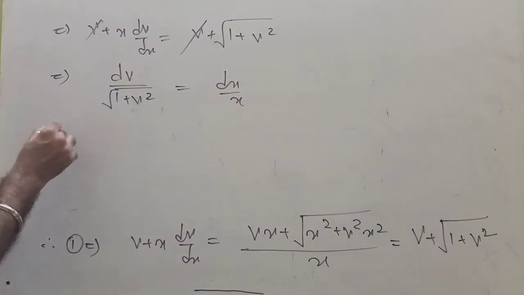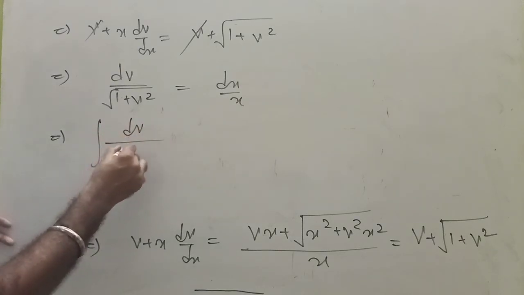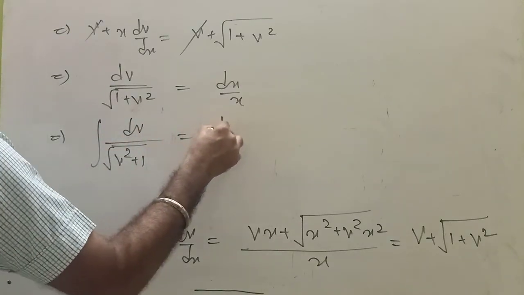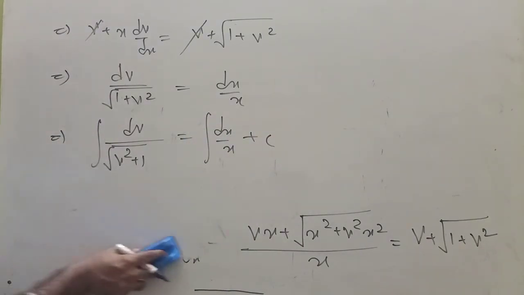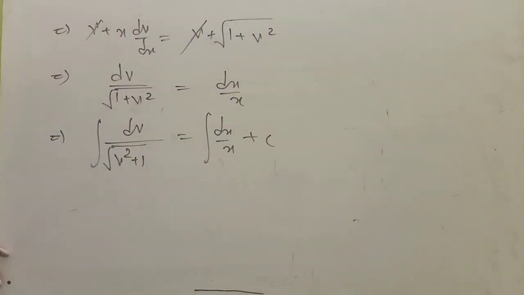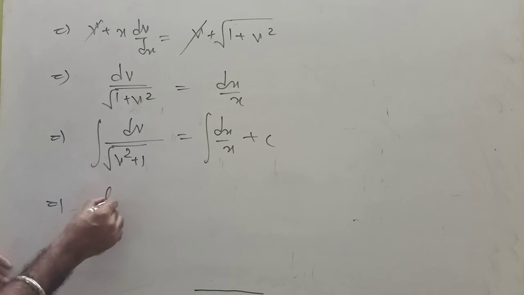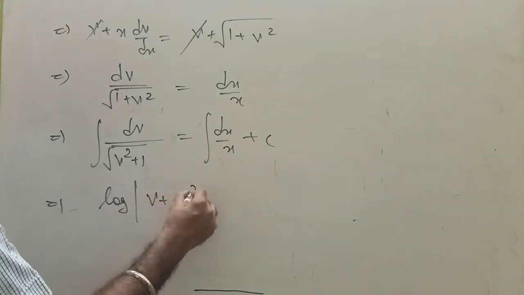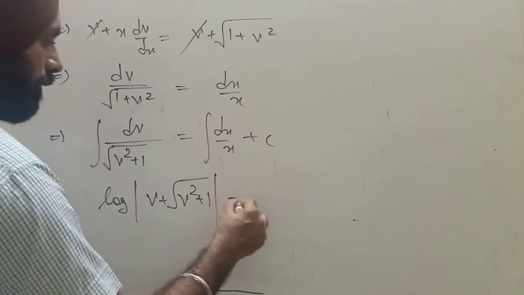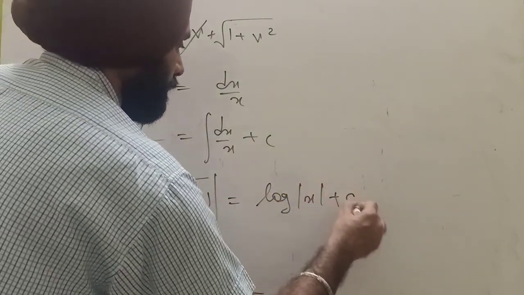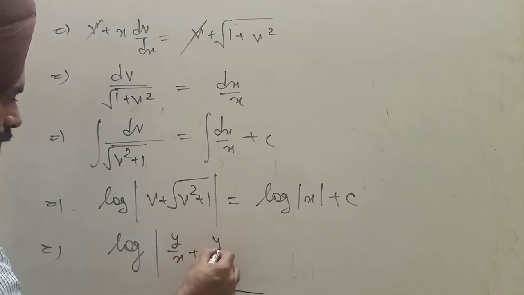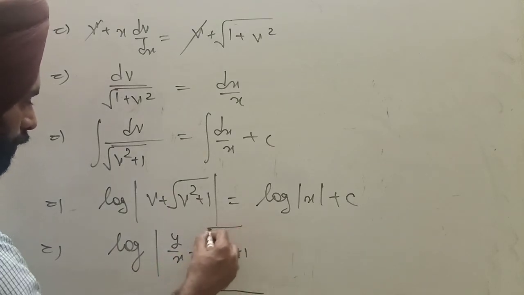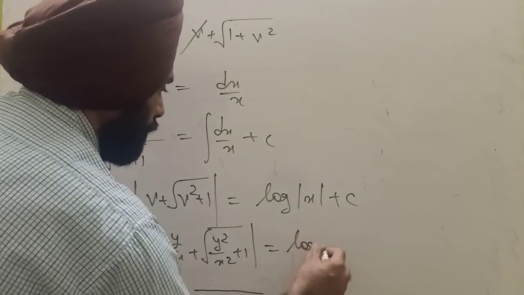Variables get separated, then integrating both sides, integral of dx over x plus c. Then applying the formula, 1 over under root of x square plus a square, that formula is log mod of x plus under root of x square plus a square, and there is log mod x plus c. Replace the value of v: y is equal to vx, then v is y over x, so log mod of y over x plus under root of y square over x square plus 1 is equal to log mod x plus c.